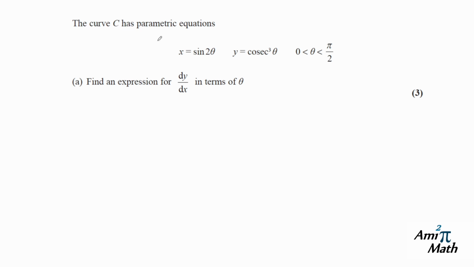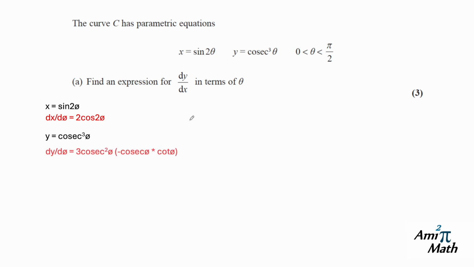To start off, we're going to take dx/dθ for this one, and that will be 2 cos 2θ, as we bring the 2 in front, and sine differentiated is cos. So now we're going to do y equals cosec cubed θ.